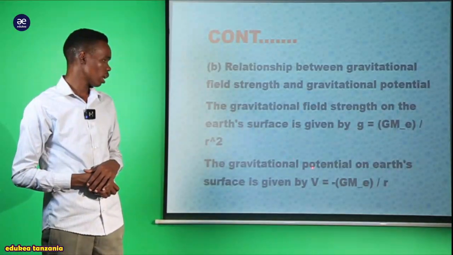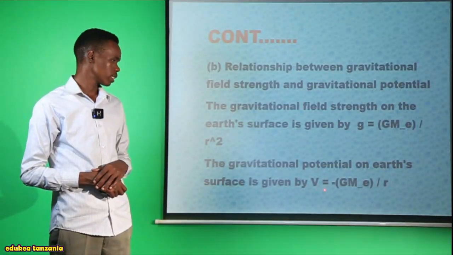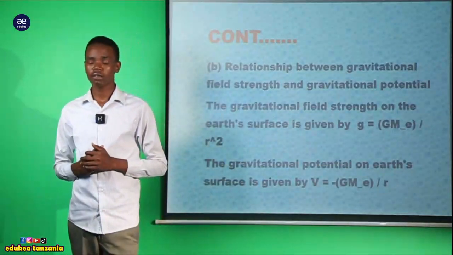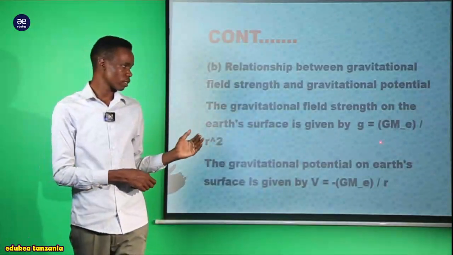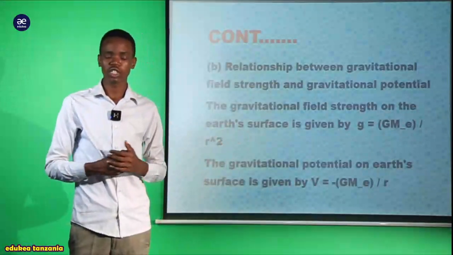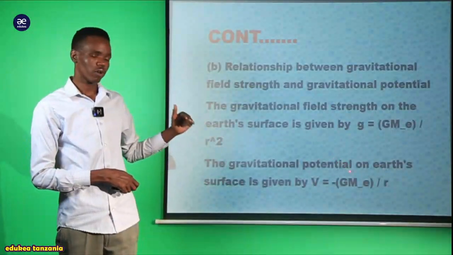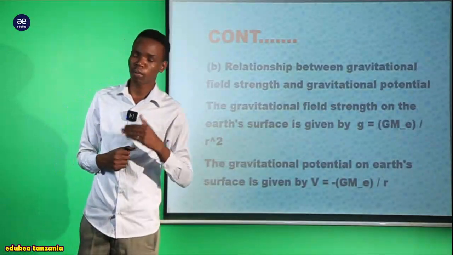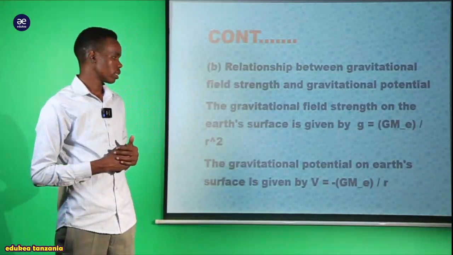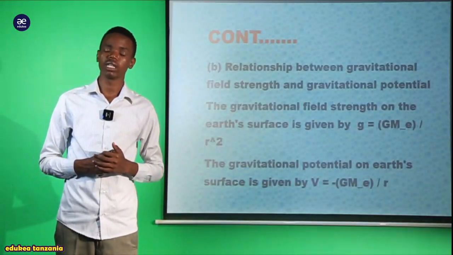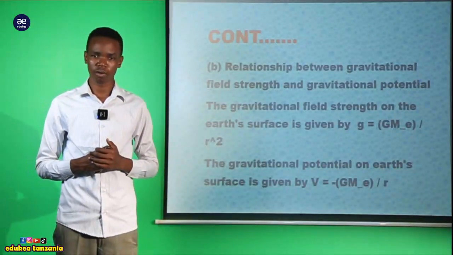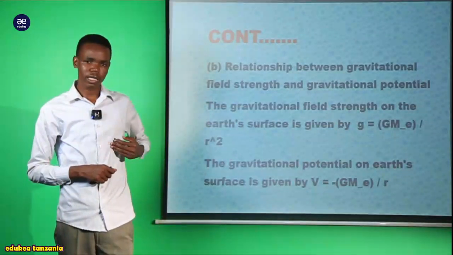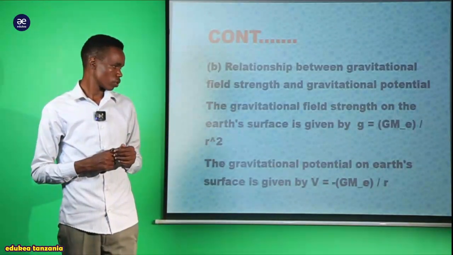So the gravitational potential on the Earth's surface is given here. Let us recall the formula of the gravitational potential. After seeing the formula of the gravitational field strength, we saw on the last session that the gravitational potential must be equal to negative GME divided by R. This is our formula here. So how these are related is what we are going to see here.